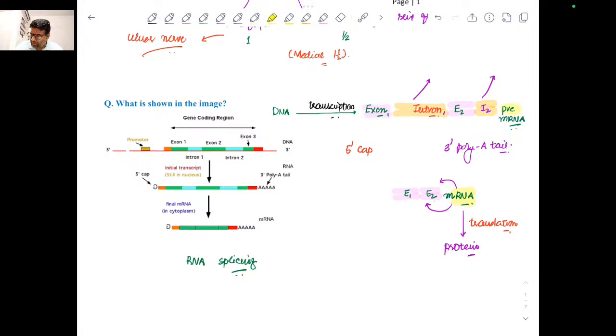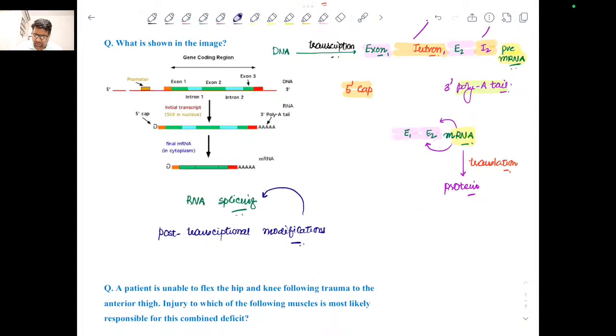Initially there is formation of pre-mRNA. Now this pre-mRNA is not the purest one. There are some post transcriptional modifications, and one of the modifications is RNA splicing; the other two are capping of the 5' end and the poly A tail at the 3' end, to protect it from enzymatic damage. So these are the three post transcriptional modifications: one is RNA splicing, another is capping of the 5' end, and the third is the tail at the 3' end.